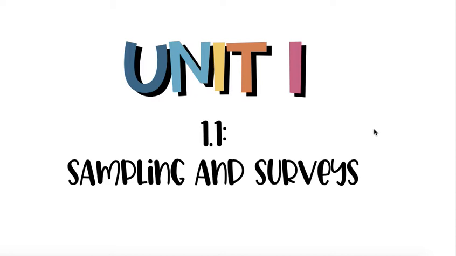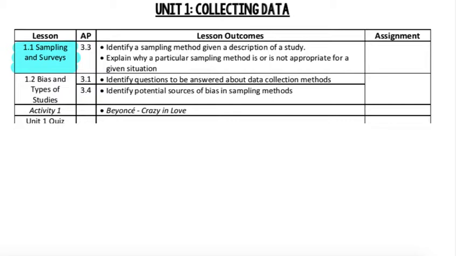All right, this is Unit 1, Section 1.1, Sampling and Surveys. This is going to introduce our first unit on collecting data. Before we can start analyzing it or inferring things about the population, we need to know how to collect data well. So that's where we start out in AP Stats.